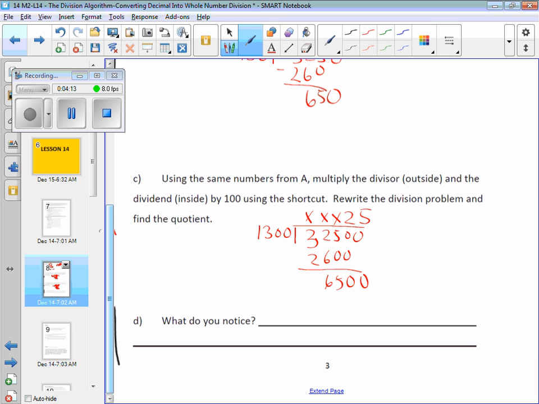What do you notice? So, as long as you do the same thing inside the house as you do outside the house, your answer will always be the same. Okay, that was the point of this, and it lays the groundwork of why we do division of decimals the way we have to do it.